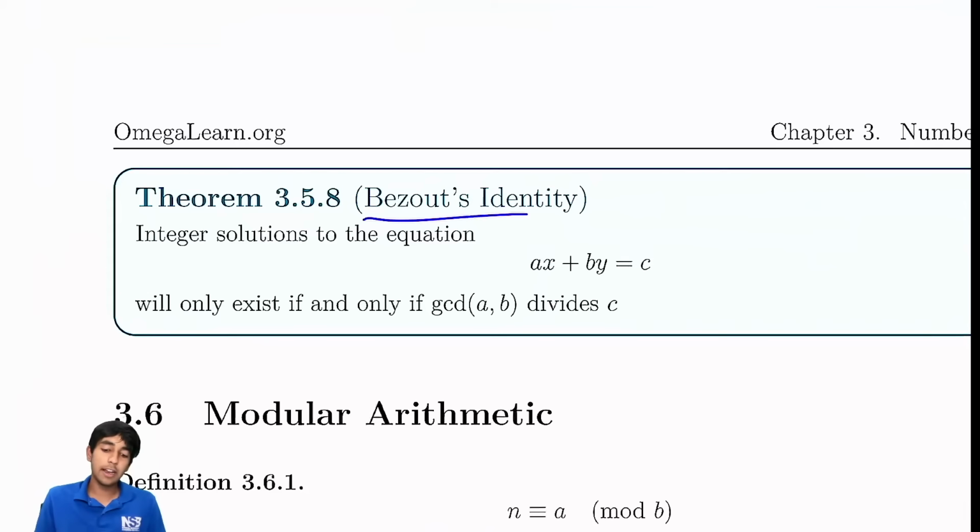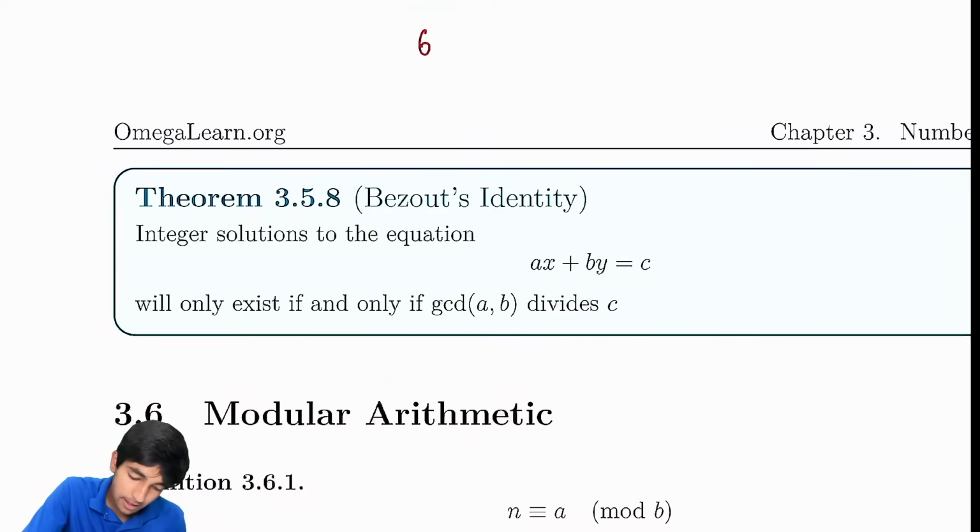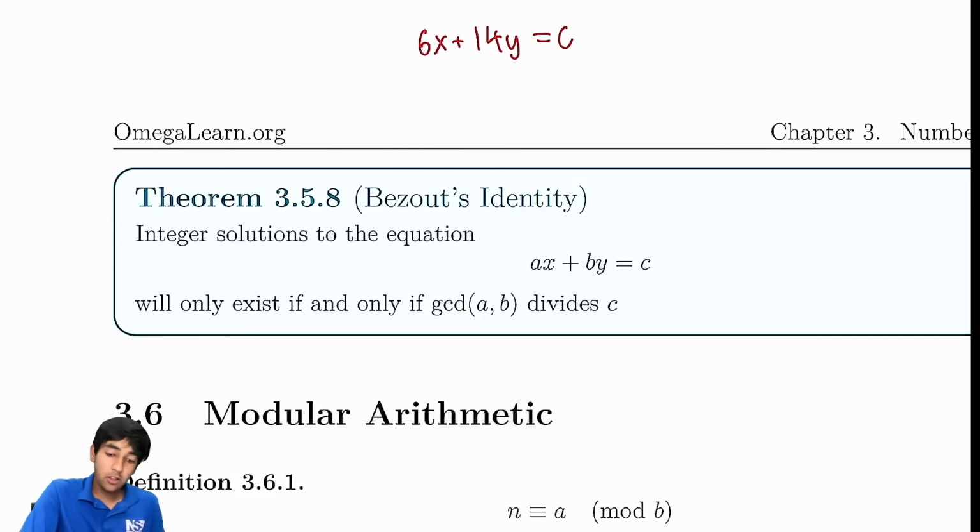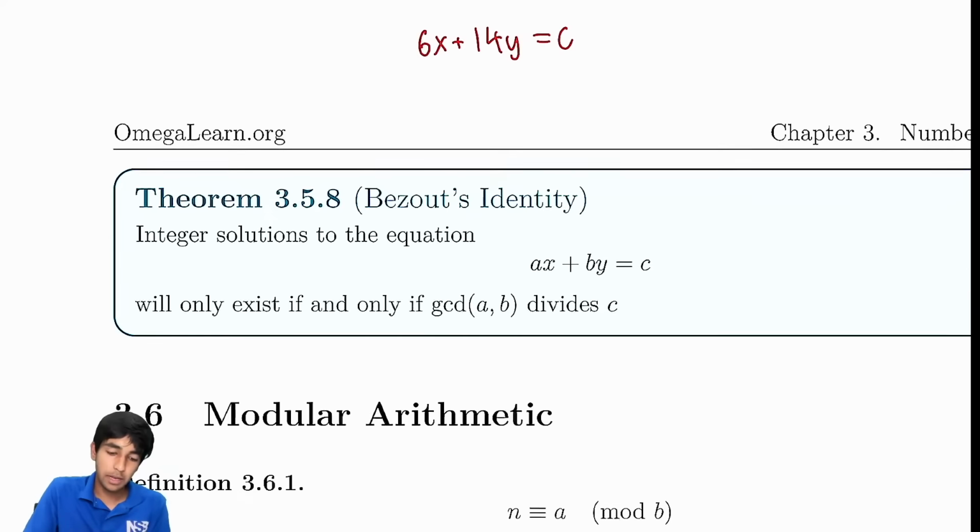Okay, now Bézout's identity. Basically, it's saying that let's say you have 6x plus 14y equals C. What values can C be? Okay, so clearly it has to be even, and let's say x and y are integers. Clearly this has to be even, right? 6 is even and 14 is even.